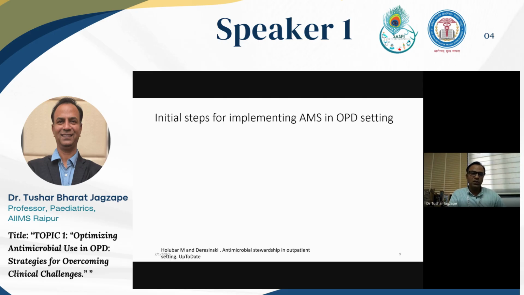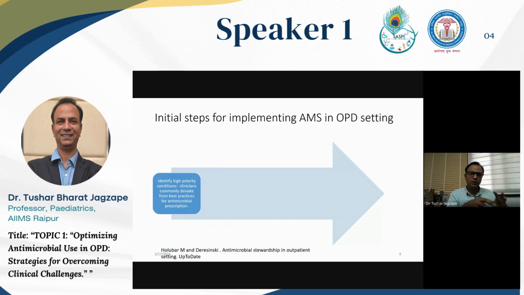Now, coming to the initial steps for implementing antimicrobial stewardship in the OPD practice. So these are a few steps for implementation of AMS in the OPD setting. The most important one is identifying high priority conditions. What are high priority? We will subsequently see this in detail in the subsequent slide. But high priority conditions are those conditions where the clinician tends to use antibiotics or tries to deviate from the standard treatment guidelines or good clinical practices.